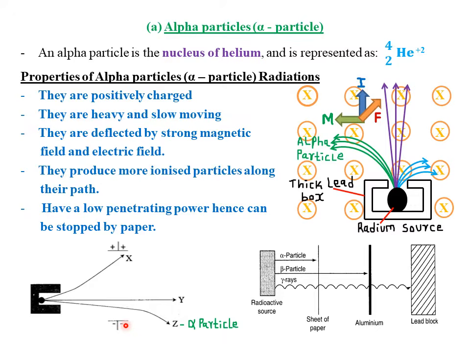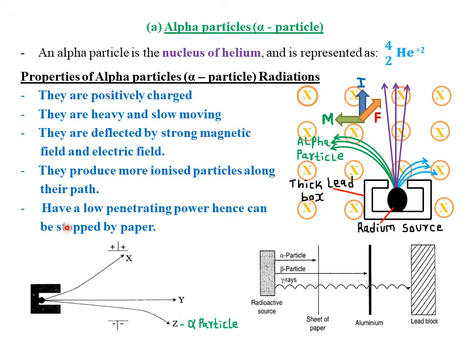a given electric field. Then the fourth property of alpha particles is that they produce more ionized particles along their path. So they produce more ionized particles because, one, they are heavy and they are moving slowly. So the slower they move, the more the air particles they are able to interact with, hence the more the ionized particles along their path.